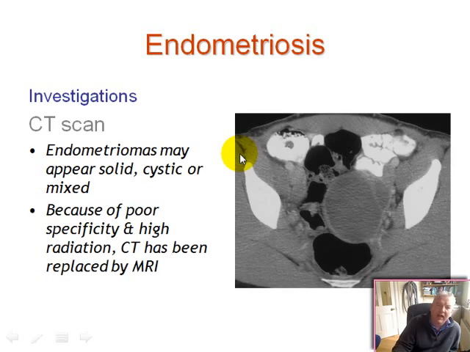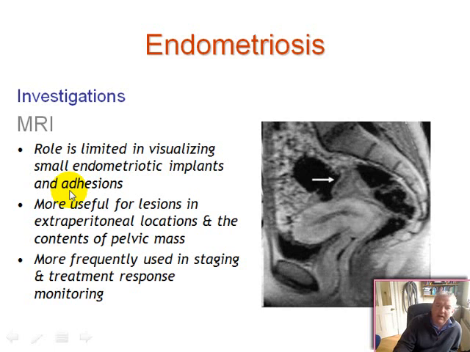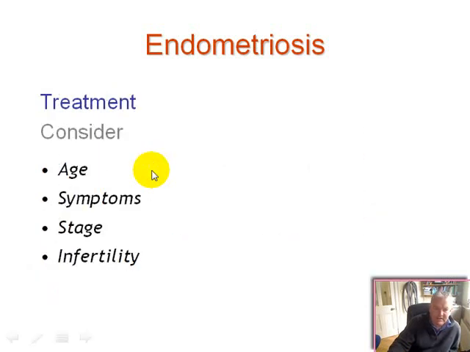CAT scans have a role, but ultrasound is probably superior. MRI may be useful at delineating and looking at rectovaginal disease down behind the uterus. This is the uterus on an MRI, and in the area behind the uterus, MRI may be useful, but larger lesions are required for visualization.